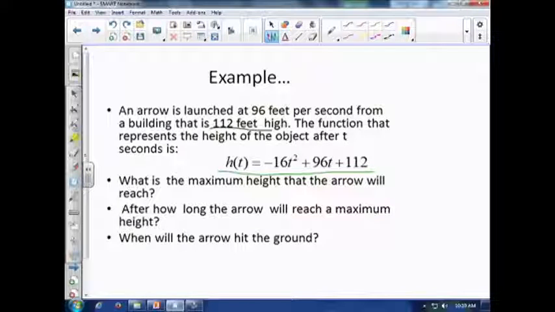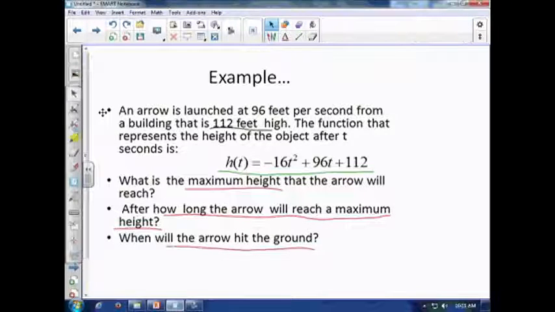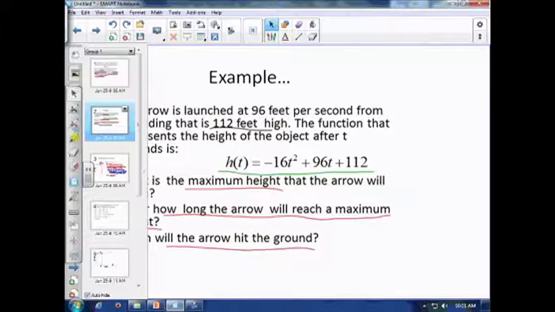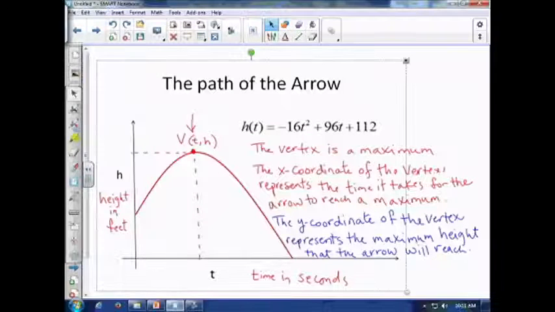And if you look at this, being familiar with quadratic functions, the leading coefficient is negative, so this should be a parabola that opens downward. And if it opens downward, then it has a maximum. So we're going to answer three questions. What is the maximum height, as we said before? And then how long it takes to reach a maximum height? And then when will it hit the ground? So let's look at a diagram representing this problem.